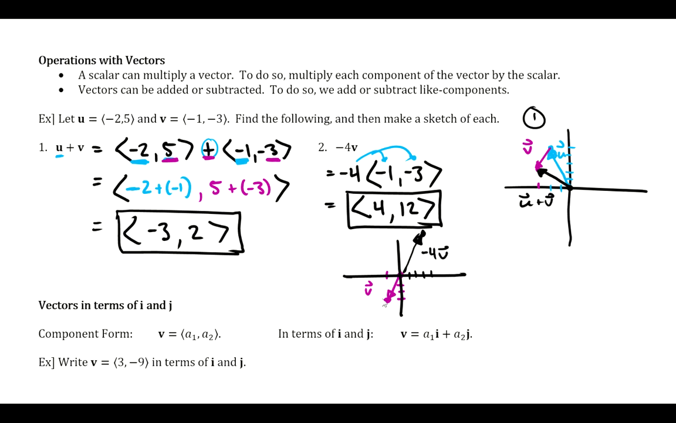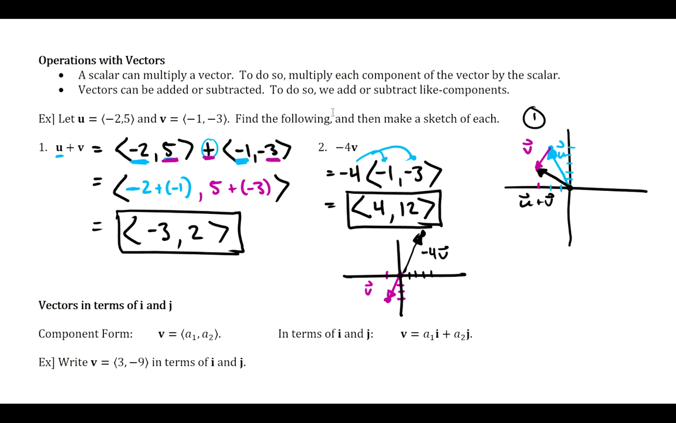So notice it's going in the opposite direction of the original v because of the negative. Again, negatives just make things go the opposite way. And then the 4 is stretching it out 4 times its original length. Okay, so that's all it did. So that's the visualization of it.